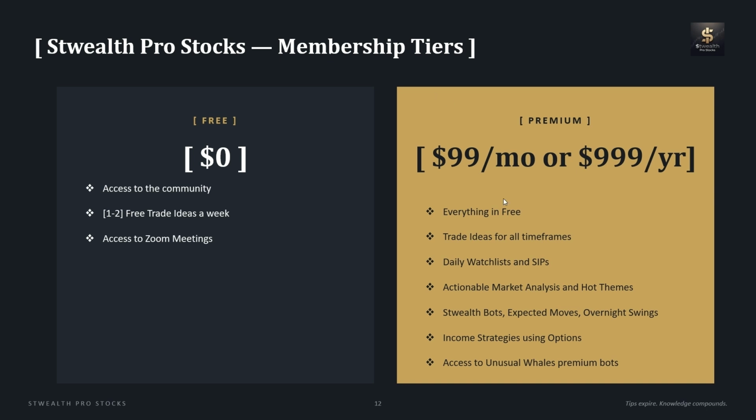And as I develop new features like Stwealth, it could be more bots, expected moves, overnight swings, or any new setups, you will have access to them unfiltered, with full access to all of those setups as I go. Income strategies using options, those trades you will also start seeing in the Discord channels, so you can take those as well. And you get access to all the premium bots that are part of the Discord channel, so you get to type the commands and get valuable insights on any stocks that you're interested in.